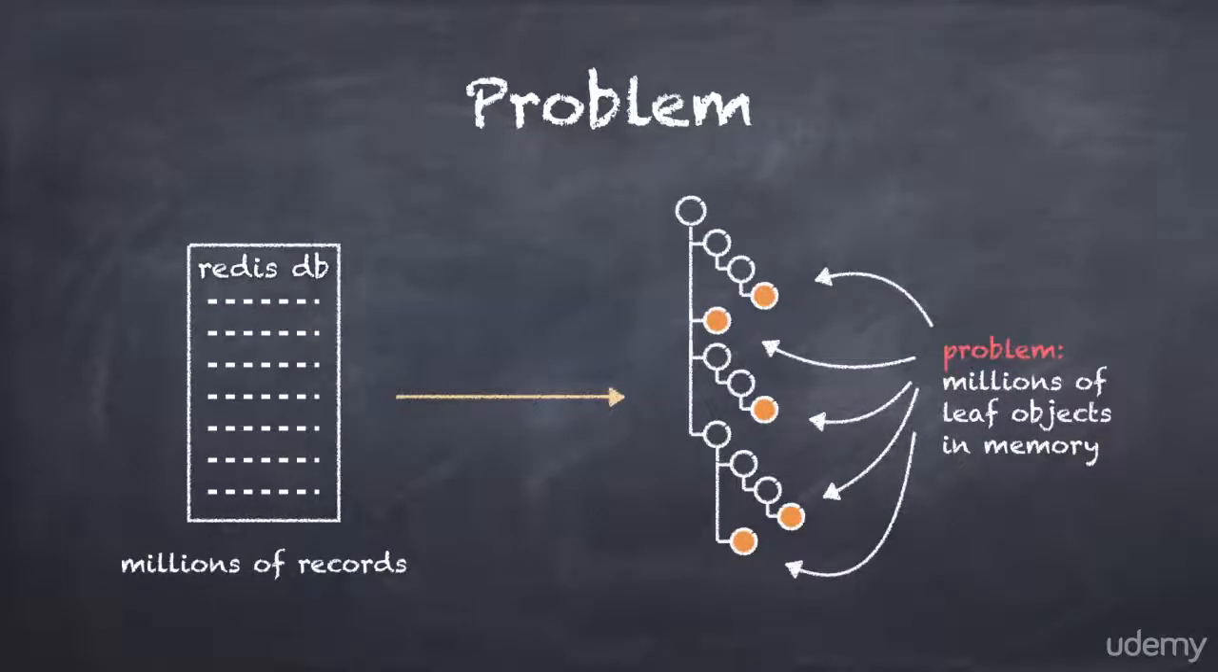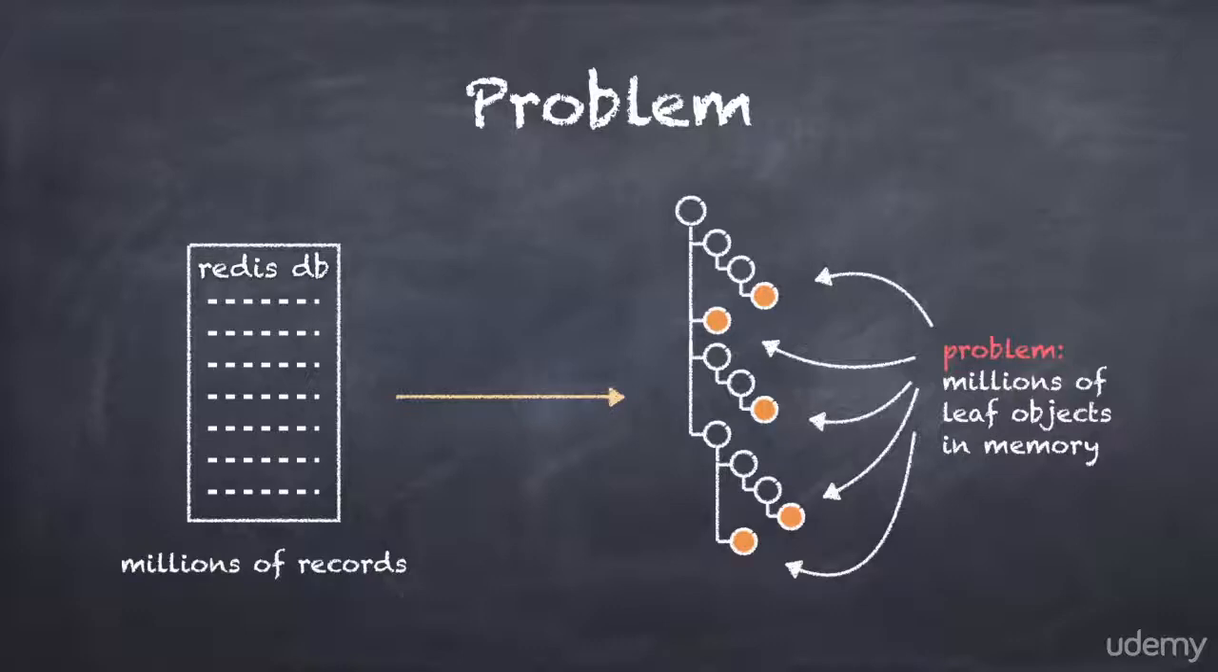I have a super fast Redis database which contains millions of strings, and my goal is to build the composite tree structure by reading the database and copying each string into a unique leaf instance in the tree. Now here's the problem. If I create one unique object instance for each name, then I will end up with millions of leaf object instances in memory. And this is redundant because the names are already available in the Redis database.